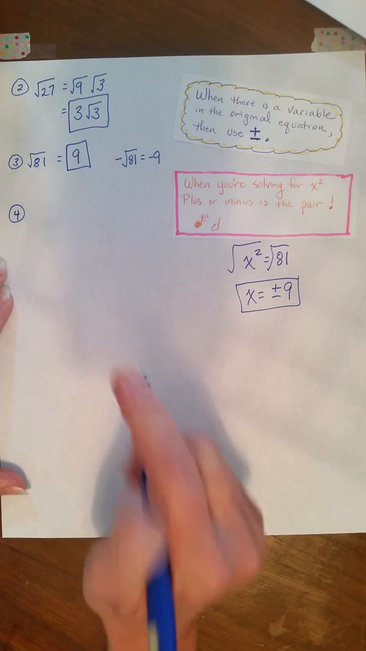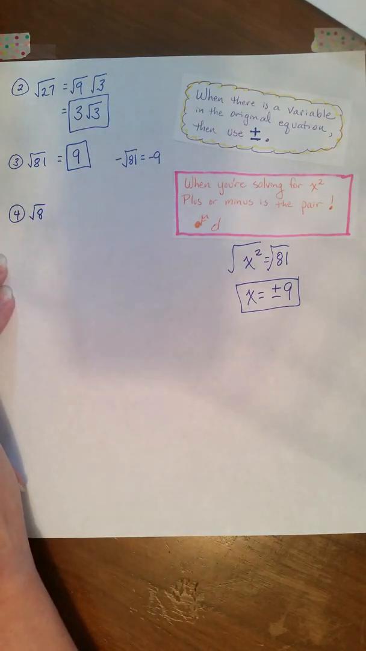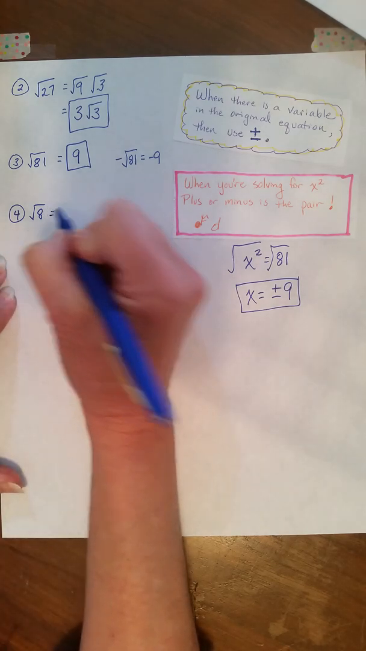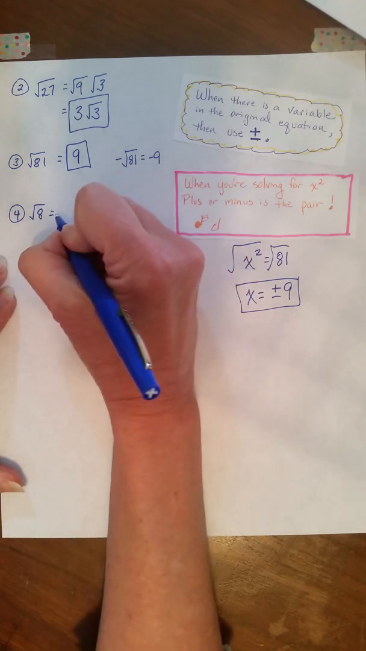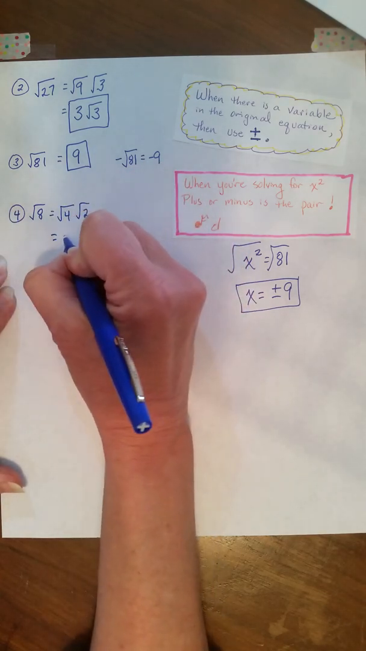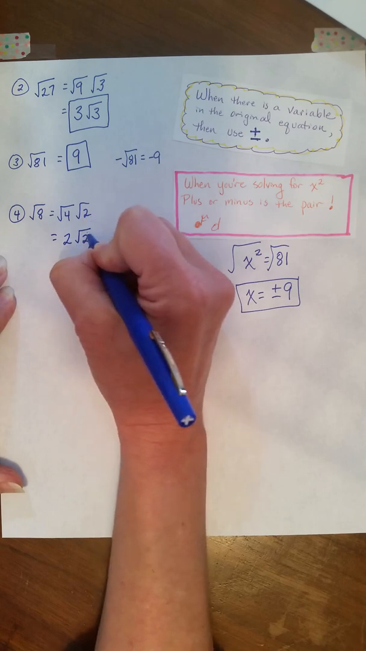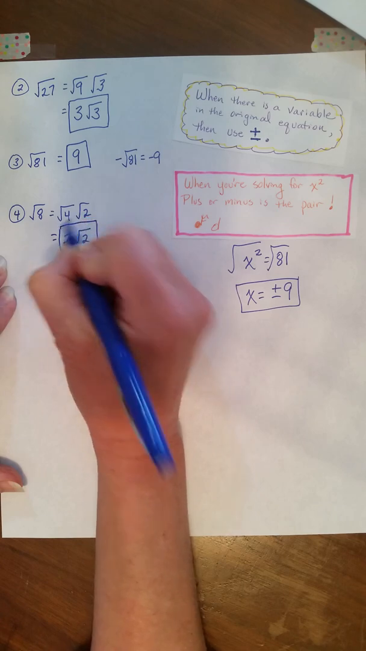Okay, number 4. How about the square root of 8? Well, the square root of 8, I can simplify. The largest perfect square factor of 8 is 4. So I'm going to split that up as 4 times 2. The square root of 4 is 2. I'm left with root 2 that cannot be simplified, so the answer here is just 2 root 2.